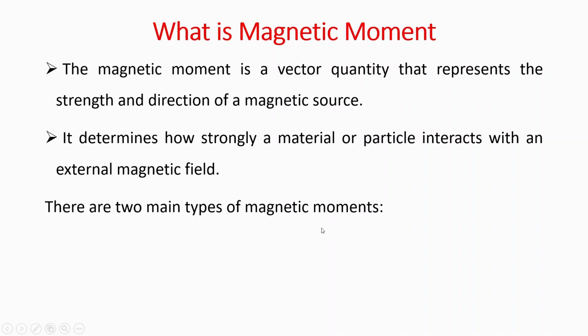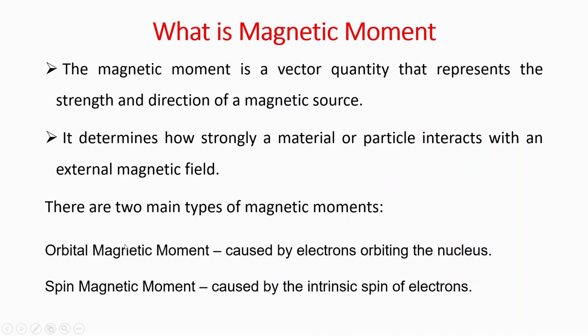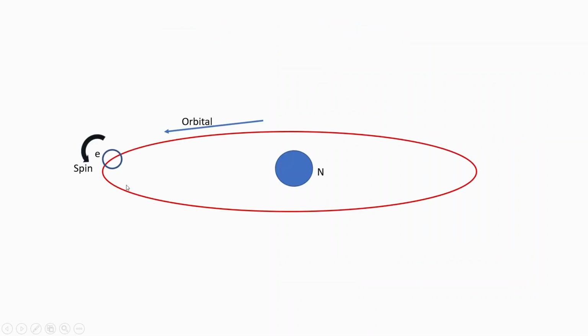So there are mainly two types of magnetic moments. What are those? Those are orbital magnetic moment, which is caused by the orbital motion of an electron around the nucleus, and another one is the spin magnetic moment, which is caused by the intrinsic spin of electrons. This is the nucleus of an atom, here is an electron. The electron moves in an orbital motion in this particular orbit, and the electron also spins around its own axis while in orbital motion. So the electron has basically two types of motion.